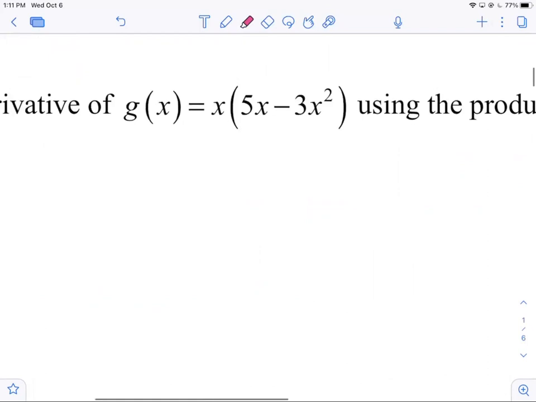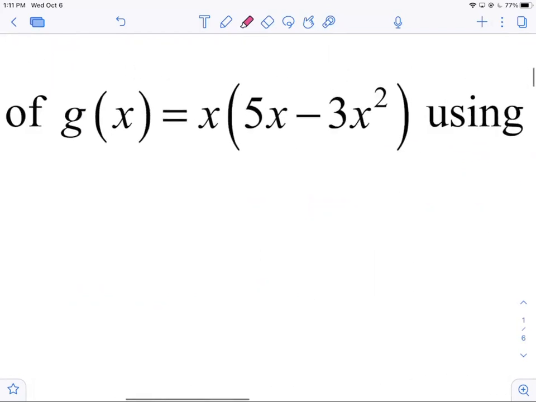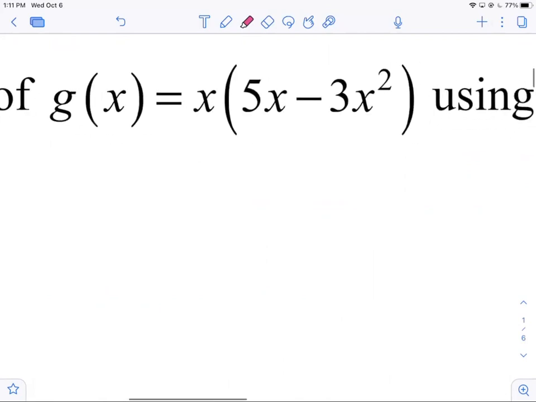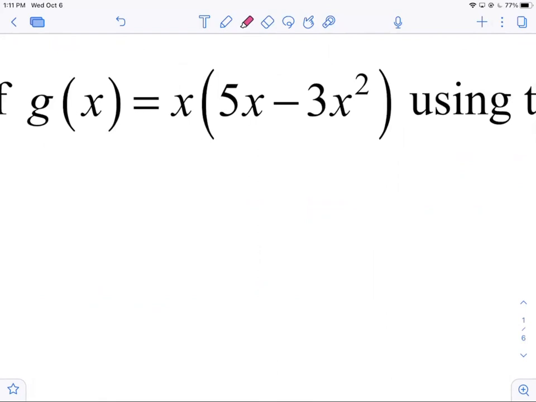Example one, find the derivative of g of x equals x times (5x minus 3x squared) using the product rule, and then verify using the power rule. Okay, so you walk up to this function: g is x, a variable, times the quantity 5x minus 3x squared. Did you hear me say times? That's a product, right? I know this is not the way most of us would probably end up doing this problem, but we're going to do it this way so we can verify.